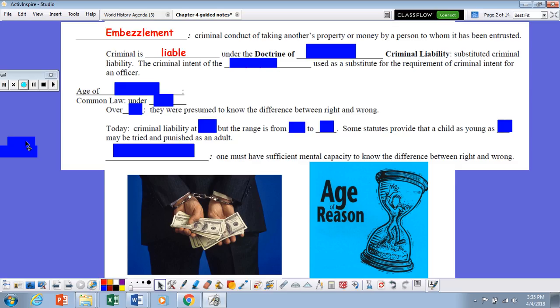The criminal is liable under the doctrine of vicarious criminal liability. The criminal intent of an employee is used as a substitute for the requirement of criminal intent for an officer.